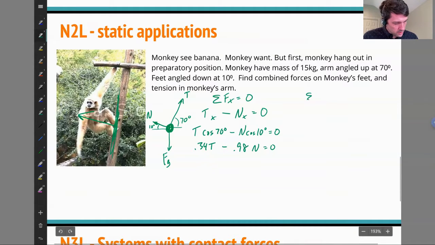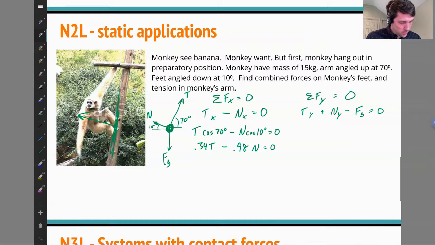In the y direction, the sum of the forces in the y direction is also 0. I've got 3 forces. I've got T1y plus the normal force in the y direction minus the gravitational force, and those all combine to be 0. So the tension in the y direction is the tension times the sine of 70 degrees, plus the normal force times the sine of 10 degrees.